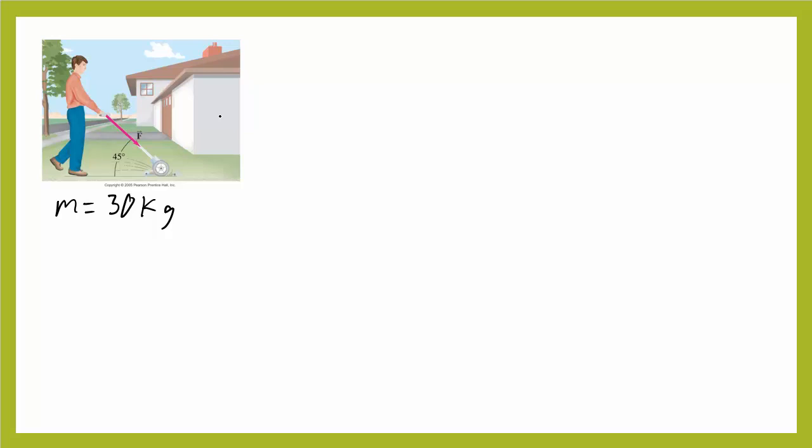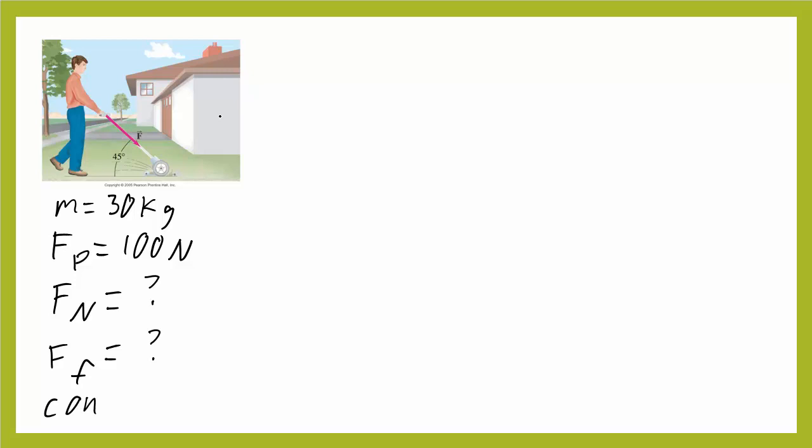Alright, and actually we'll say that the push force is given. This guy is exerting 100 newtons of force down and to the right on this mower, and we are going to try to figure out the normal force acting on the mower and how much friction is acting on the mower if this thing is moving at a constant velocity. Alright, so pushing mower, constant velocity, this is what we're given, this is what we're trying to find. First thing I would do is start out with a free body diagram.